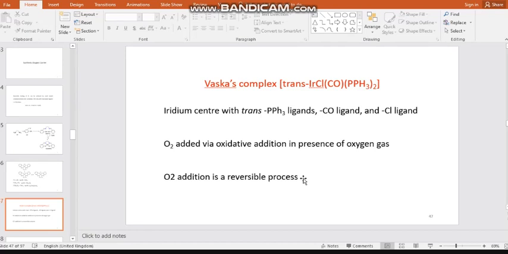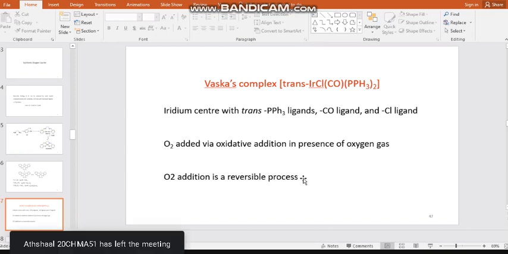bis triphenylphosphine complex. The triphenylphosphines are arranged in a trans manner, and if the 2 triphenylphosphines are trans, automatically the carbon monoxide is also trans to the chlorine. The binding with Vaska's iridium complex takes place in an oxidative manner. The oxidative addition. What is oxidative addition? What is the result of an oxidative addition reaction?